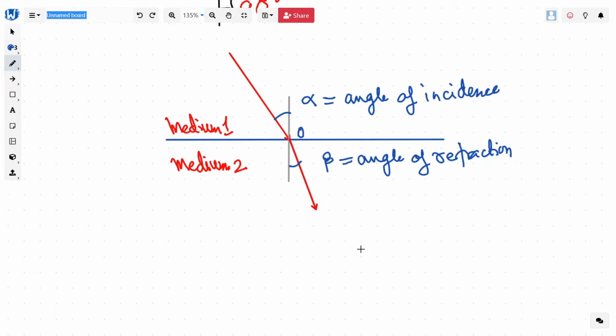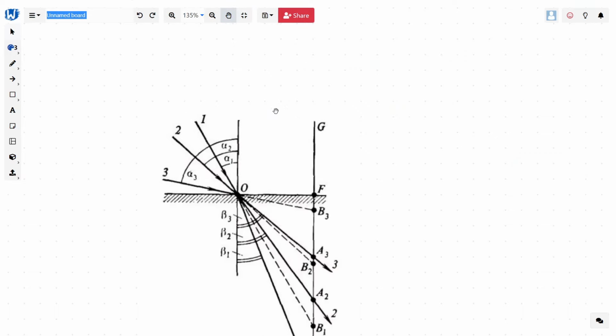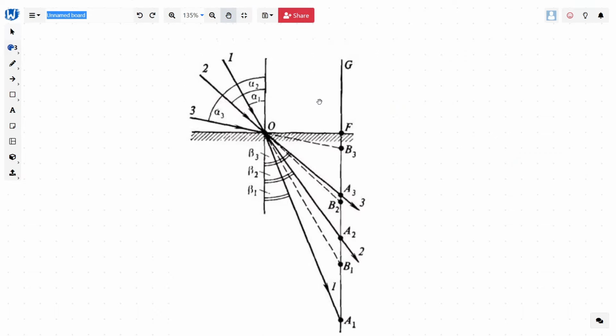Let's try and set up some experiment and find the relationship between alpha and beta and establish the law of refraction, like we did for the law of reflection. Snell in the late 17th century formulated such a law by observing these light rays at different angles in this setup. So here we have medium 1 here, medium 2 here, and this is the interface between the two mediums. Let's call it air and water.